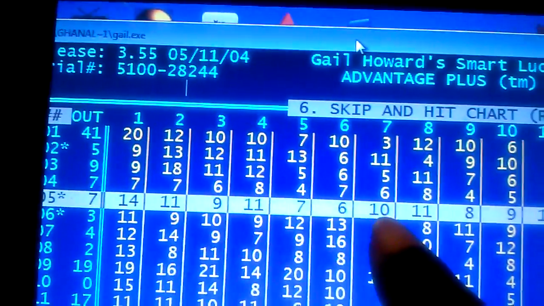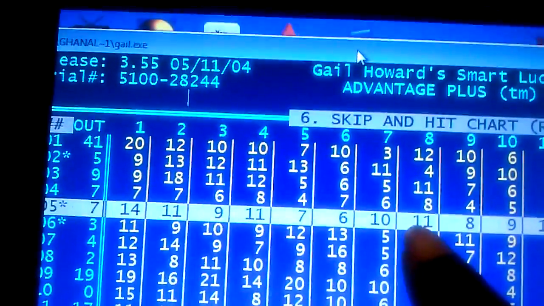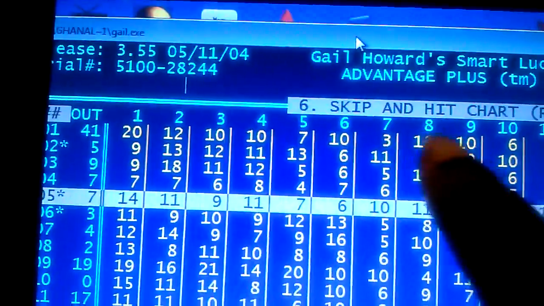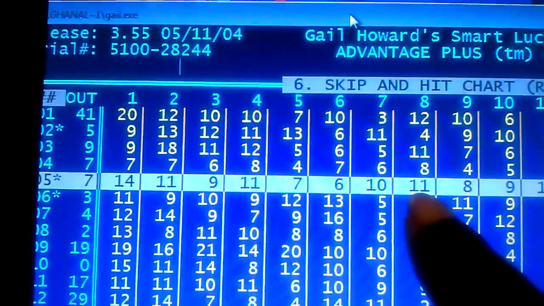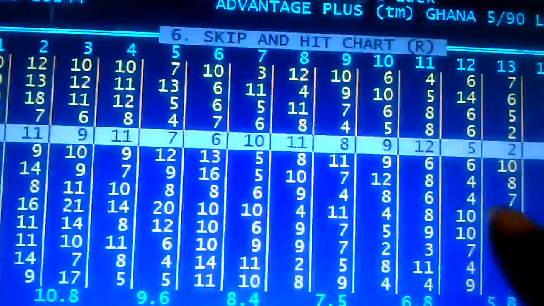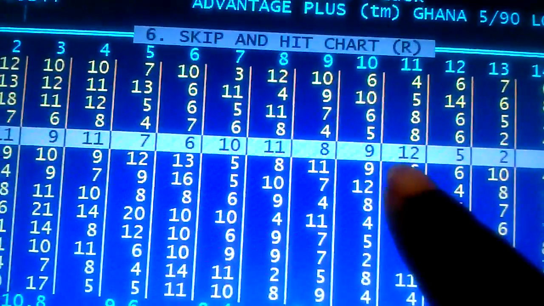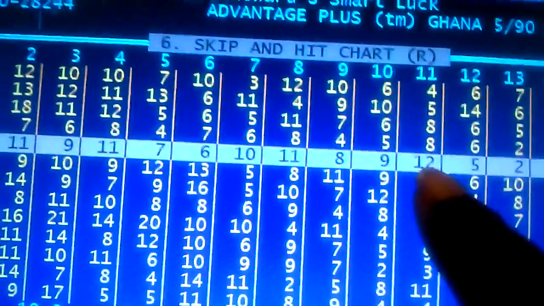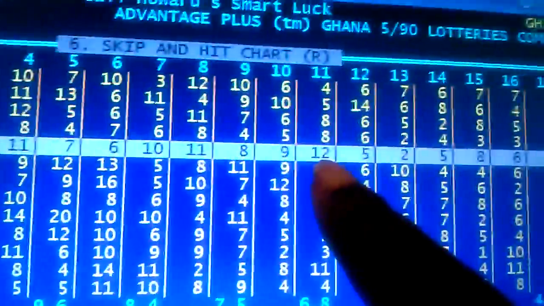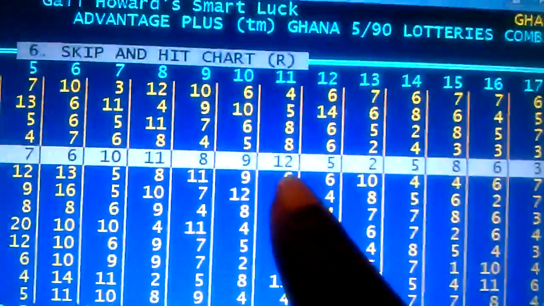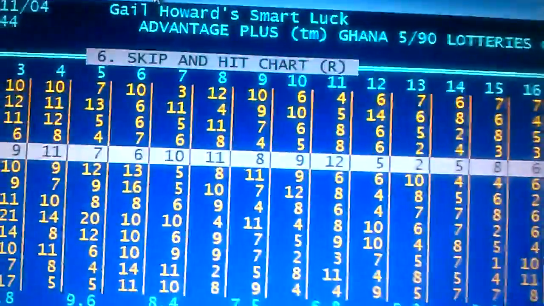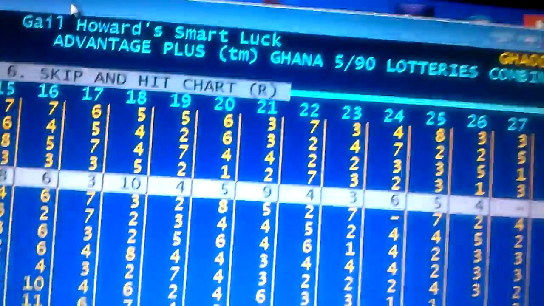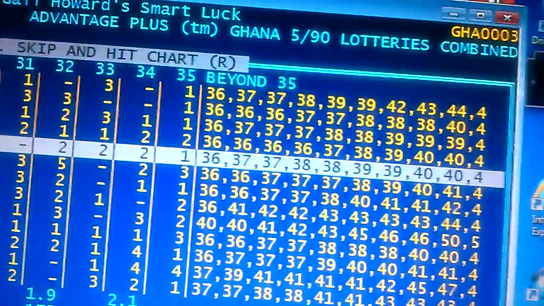Or if it doesn't occur in the next drawing, then when it hits a skip of 8, these are the skips. When it hits a skip of 8, look, it has happened 11 times. The further to the right you go and the higher the number, you see large numbers like this. Look, it did very well at a skip of 11 after sitting out 11 games. It has occurred 12 times. So you see, this is great. And it goes all the way up to 35.